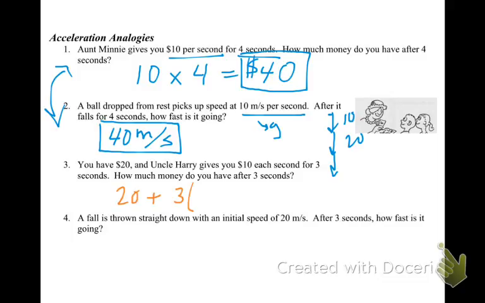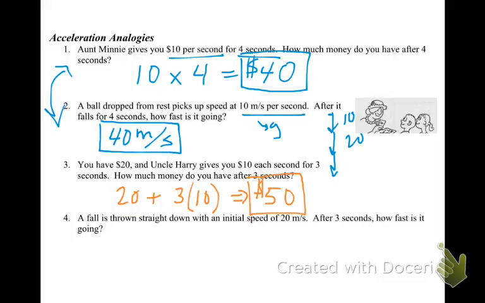You then, for 3 seconds, are paid $10. So you should come out with $50. So first of all, I've got to find some relatives that are going to be willing to pay off, as well as Aunt Minnie and Uncle Harry are. I said Henry, I think. But either way, regardless of whatever their names are, I like them.